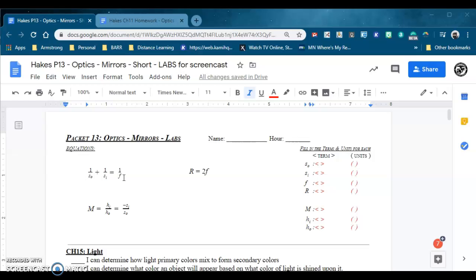So make sure you're clicking all the links that are available to you in the labs to try to give you a better understanding of what you're supposed to do.